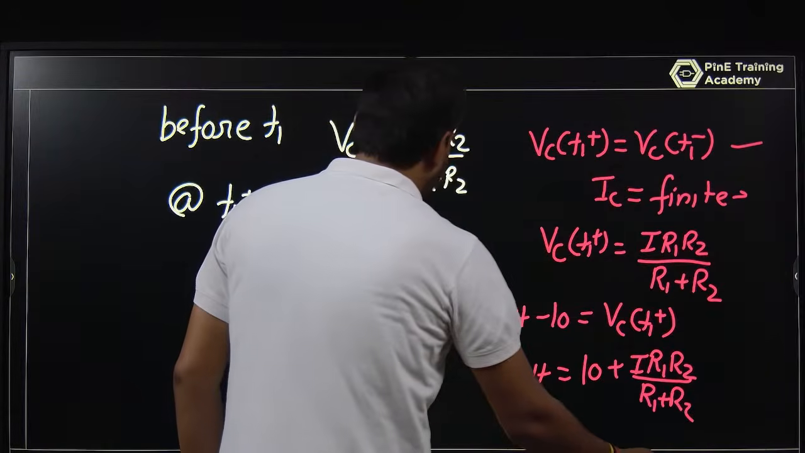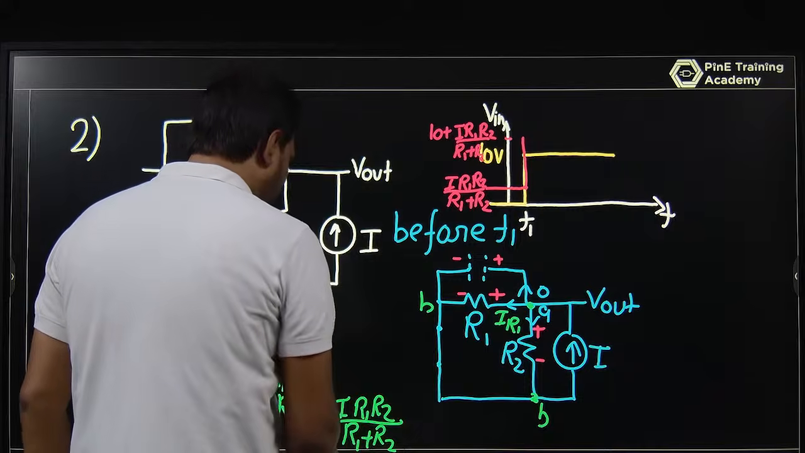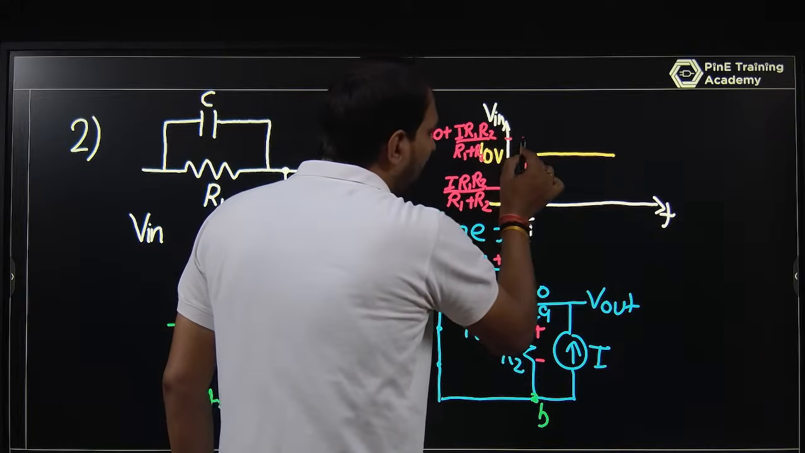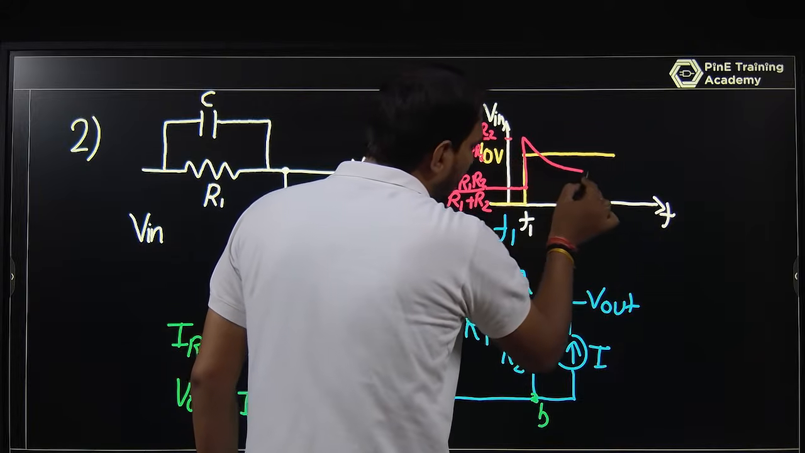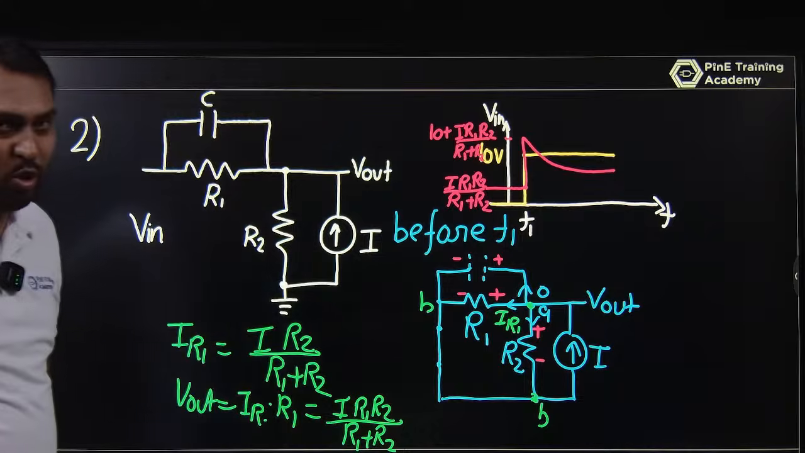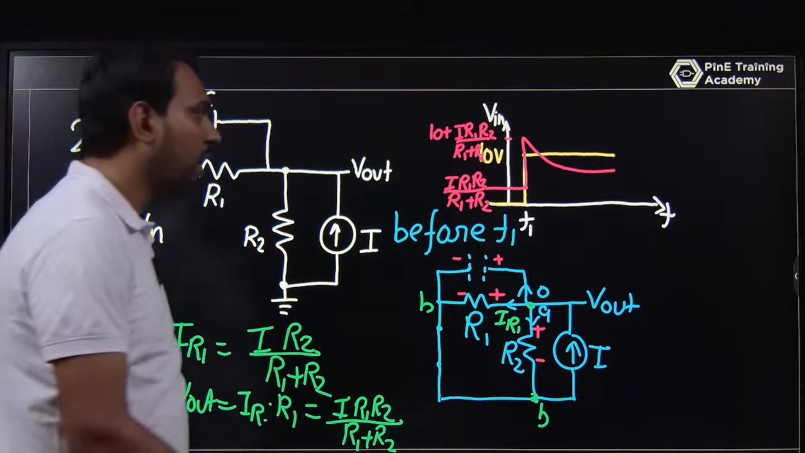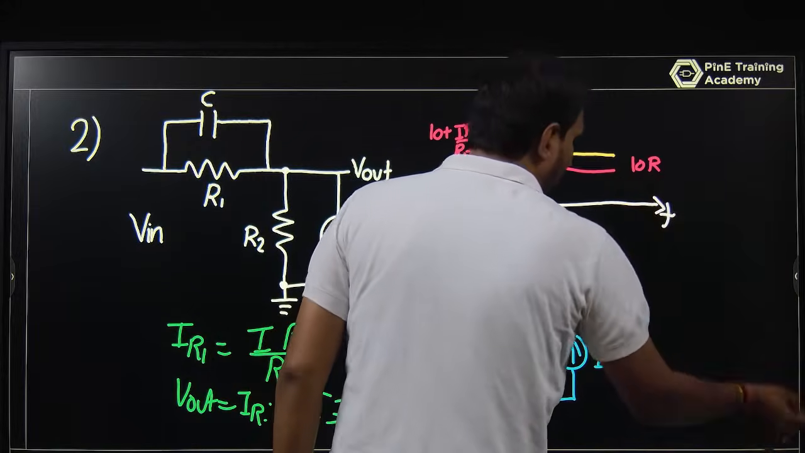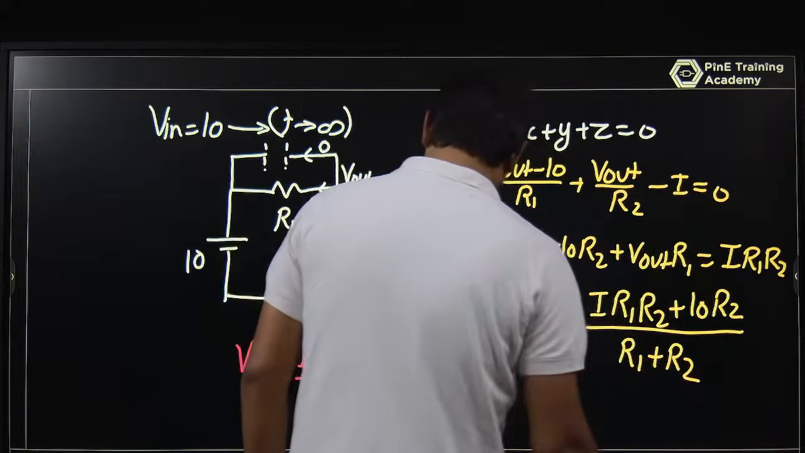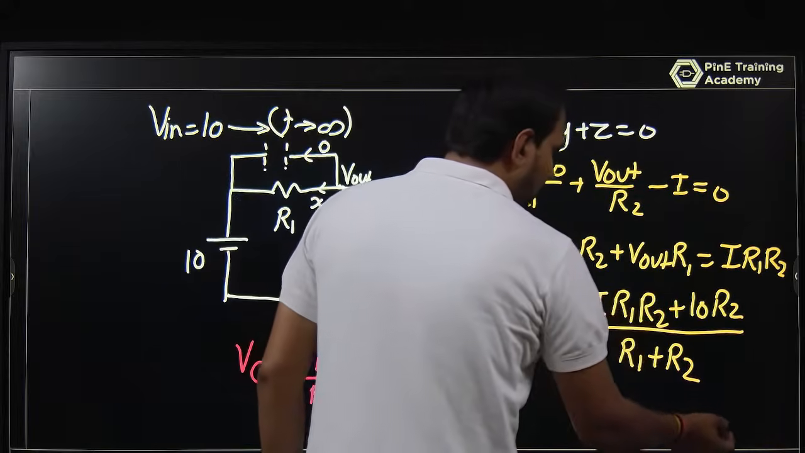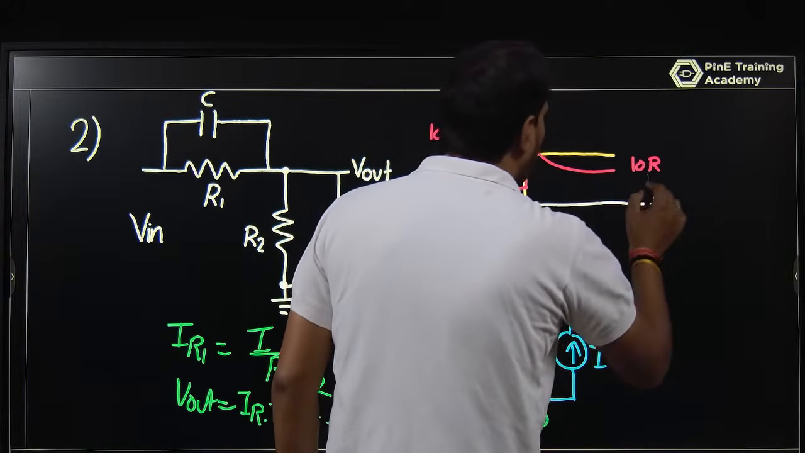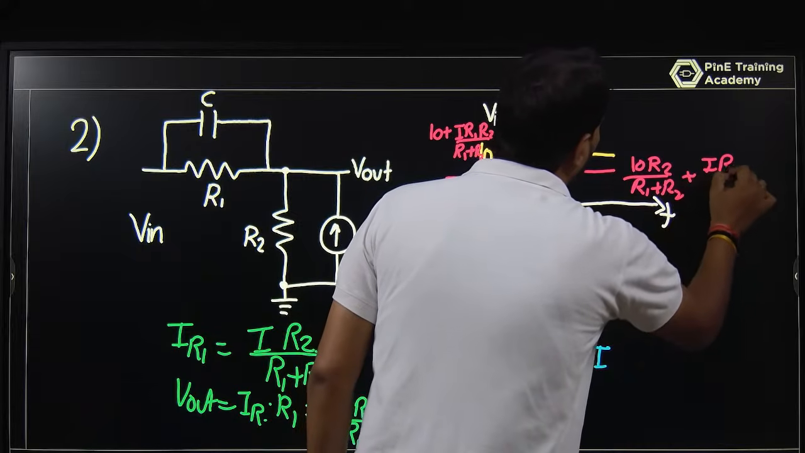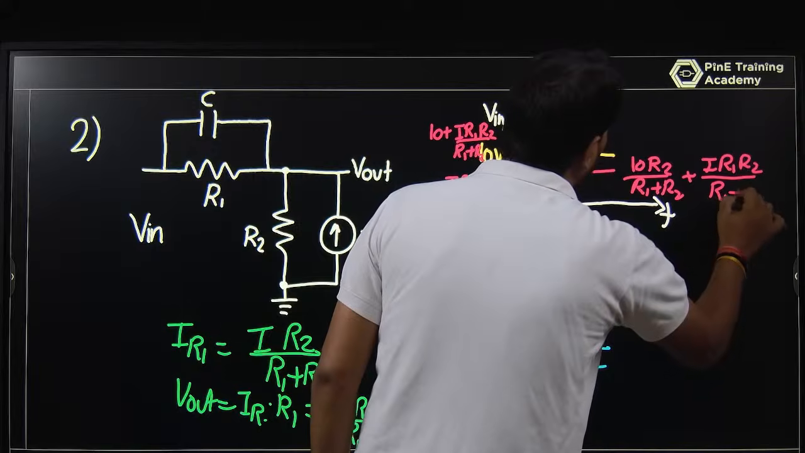So if you write that basic equation, you can think like this, okay, the output is what? After T1, the capacitor voltage will decrease exponentially and reach the V out value, that is 10 R2 upon R1 plus R2 plus I R1 R2 upon R1 plus R2. That will be your V out there.